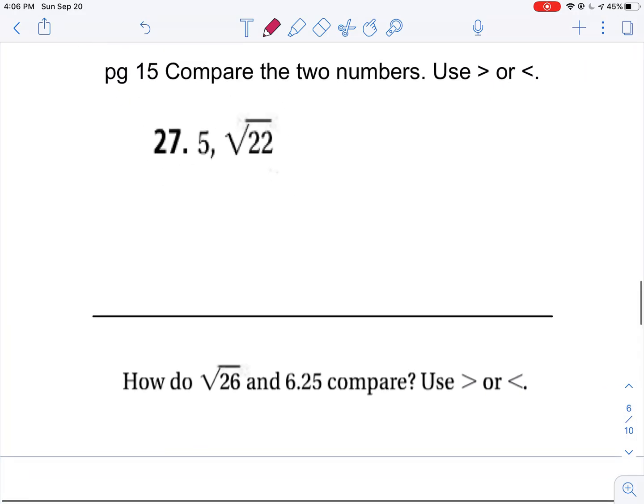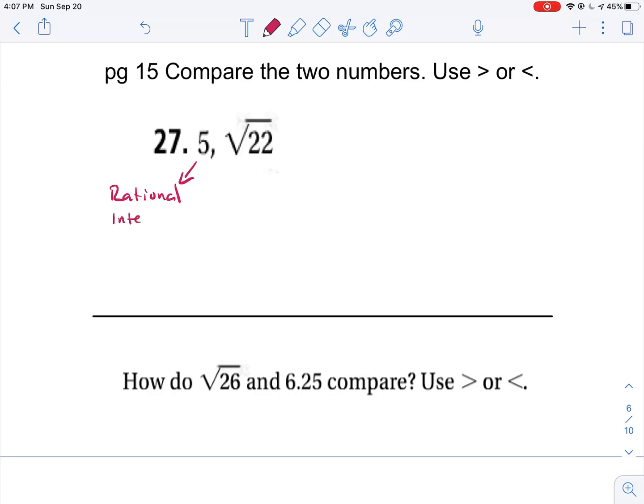So now it's important to be able to compare numbers, to understand them. So the first thing I want to ask is, looking at the two numbers, 5 and radical 22, can we identify the groups that they belong to? So 5, well, we know it's rational, right, because it can be rewritten as a fraction, 5 over 1.